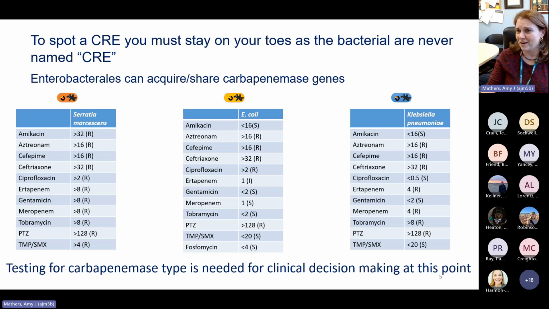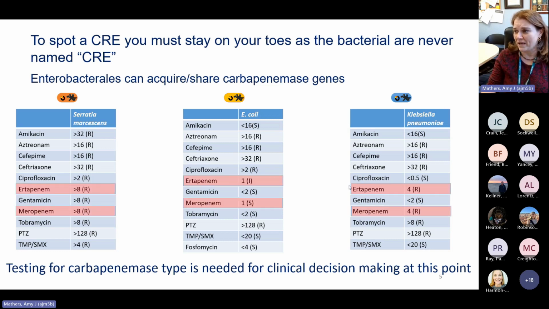To spot a CRE, you have to stay on your toes, because Enterobacterales isn't even a name that's given here, right? This is a Serratia, this is an E. coli, and this is a Kleb. And these things are all CRE. You have to really pay attention because the numbers may be interpreted differently depending on what breakpoints people are using. Some of them may even read as susceptible looking. So to track these genes of drug resistance, you have to really stay on your toes.